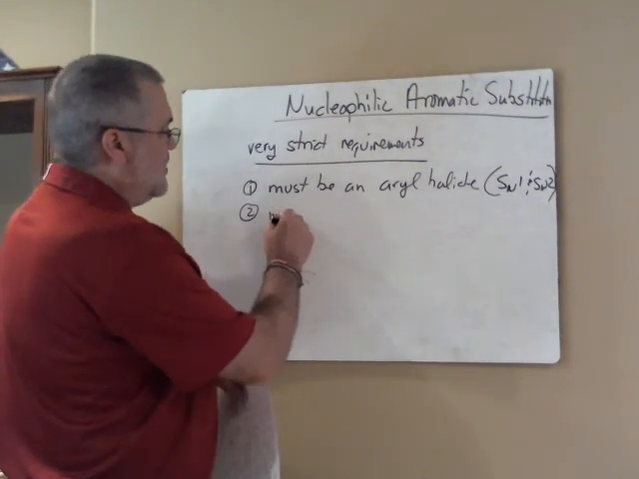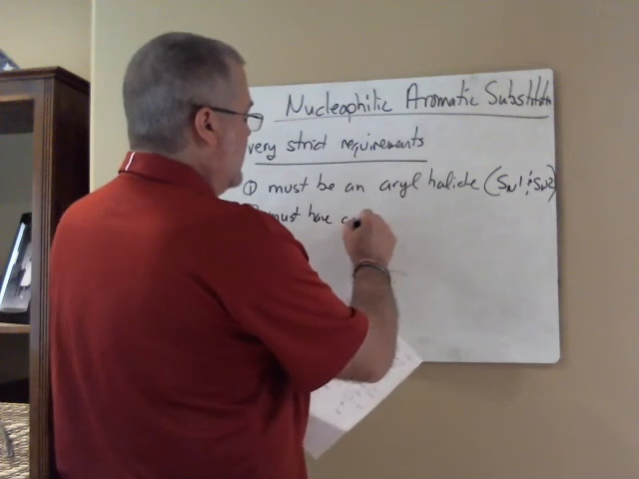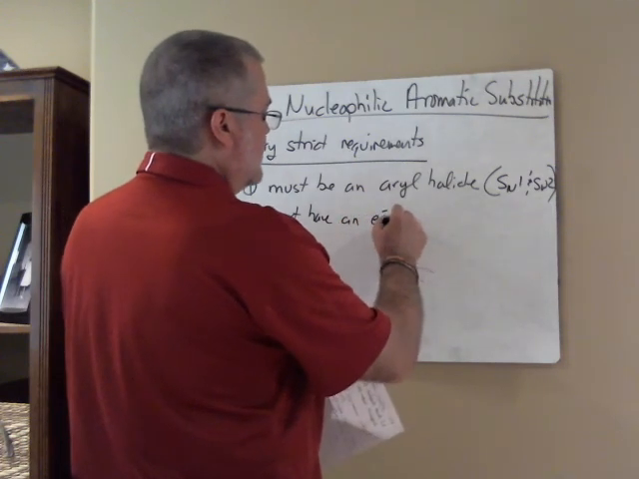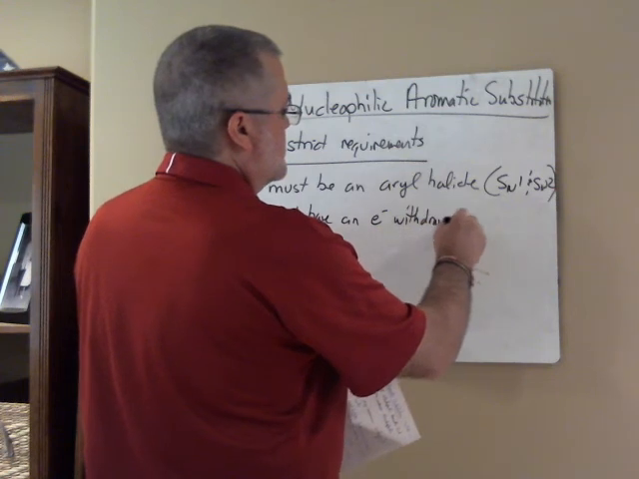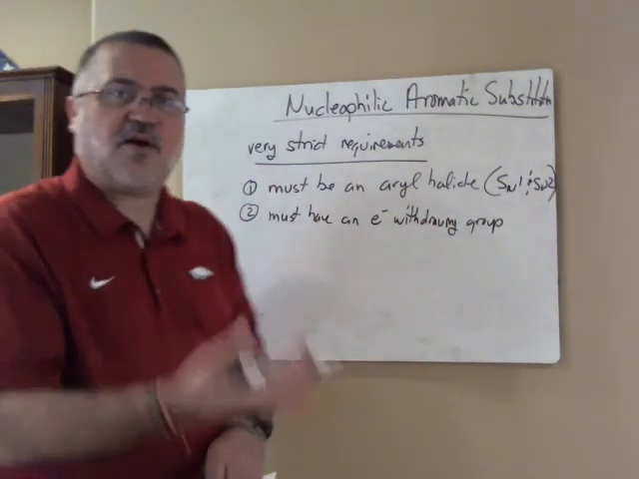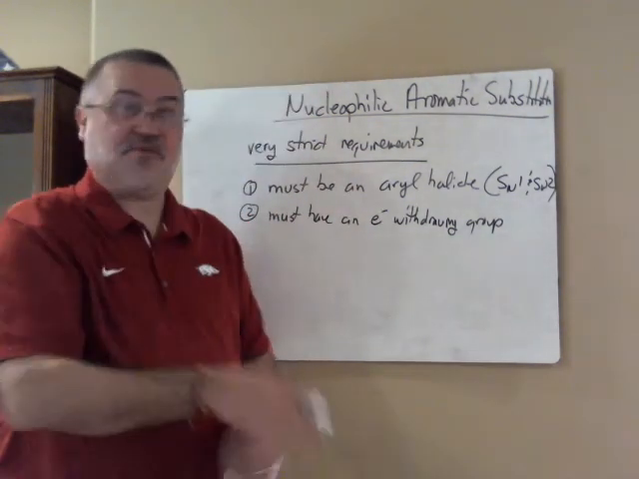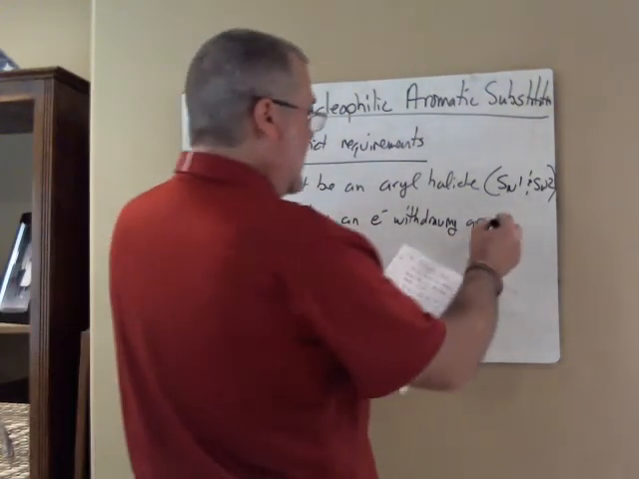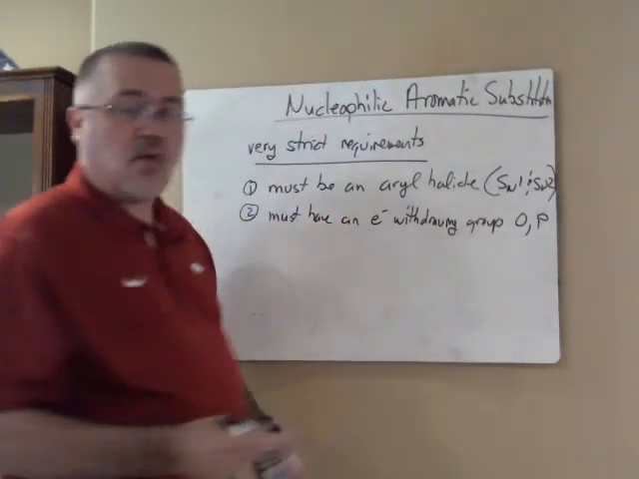Number 2, we must have an electron withdrawing group, and these electron withdrawing groups are our resonance deactivators, the same group of substituents, and they have to be ortho and/or para.